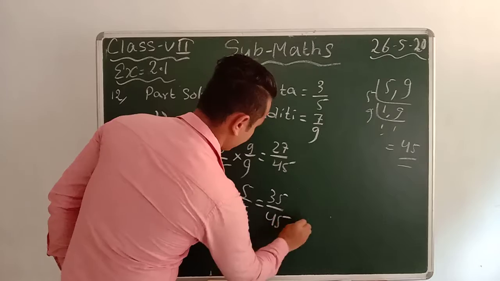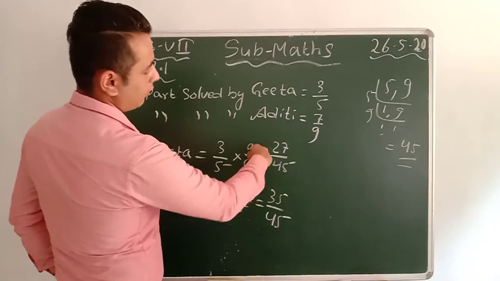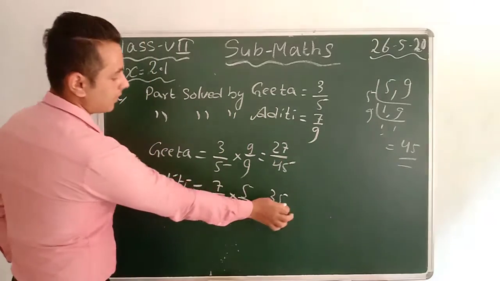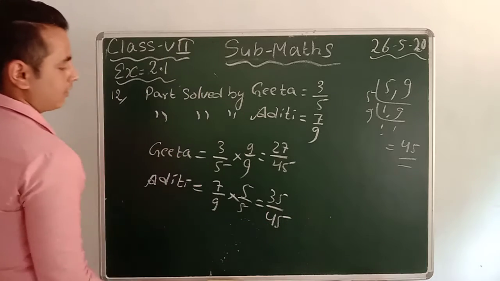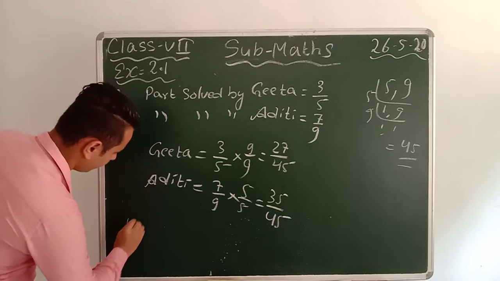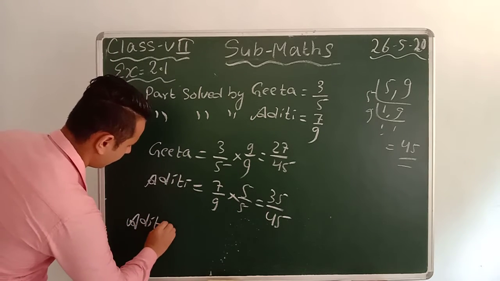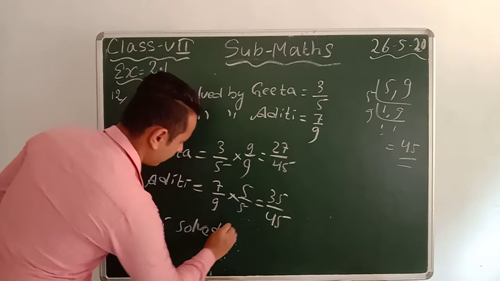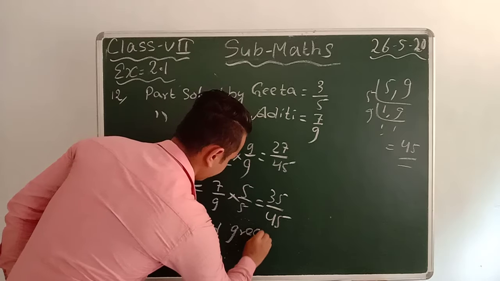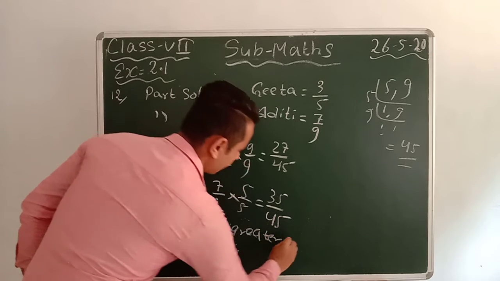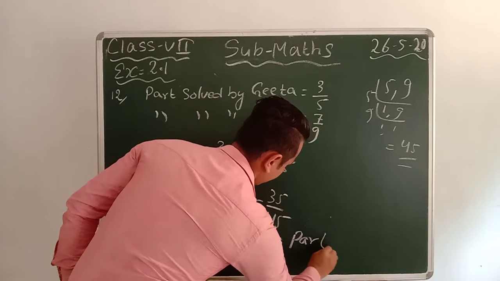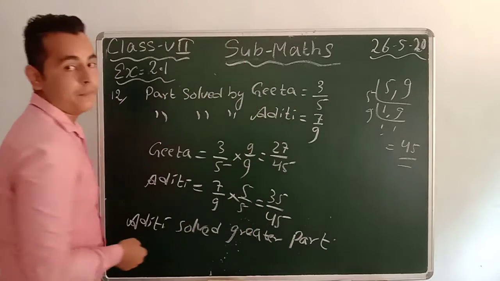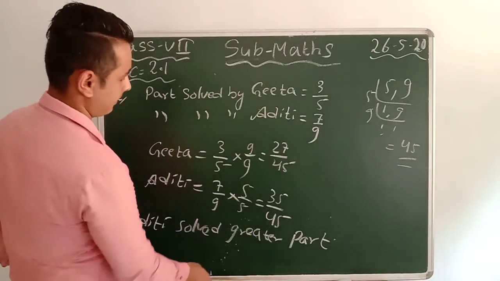So out of these two, 27 by 45 and 35 by 45, 35 by 45 is the greater. So your answer will be Aditi solved the greater part. Okay, this much.